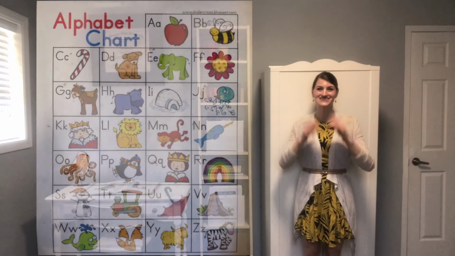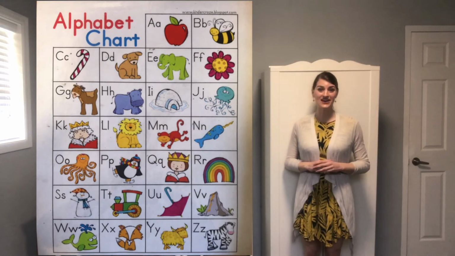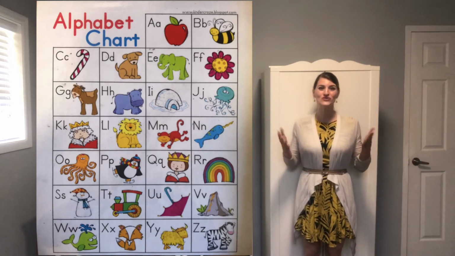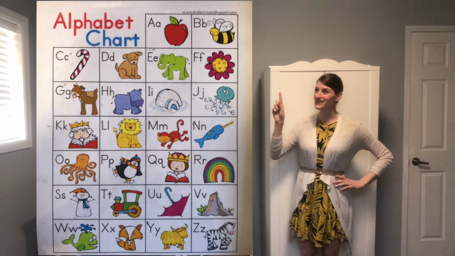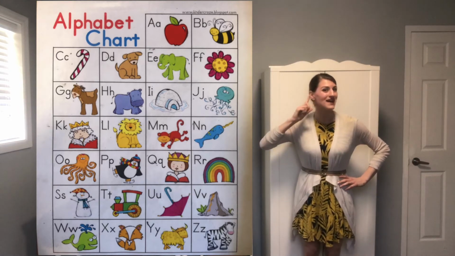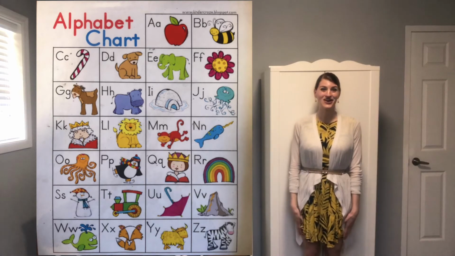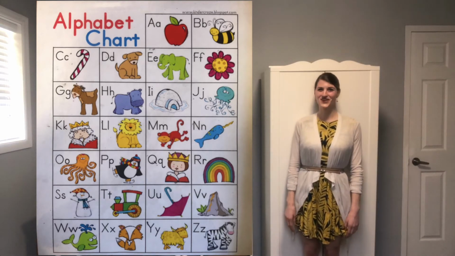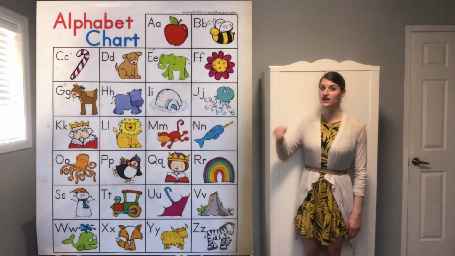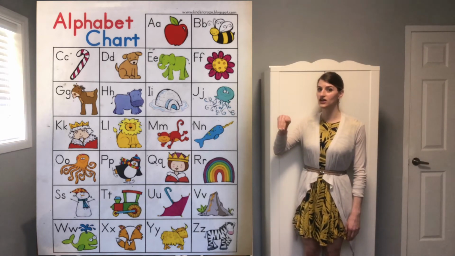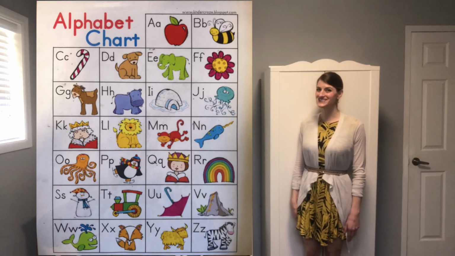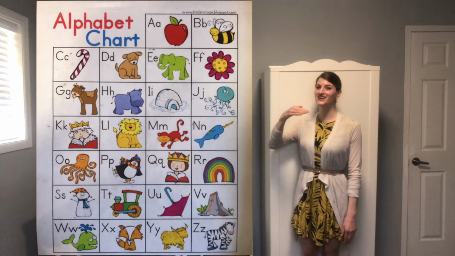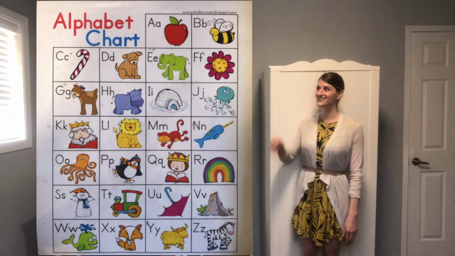It's time to go over letter sounds. I will say each letter sound and do the motion. I want you to point to the correct letter that makes that sound. Are you ready? The first letter is G, G, G. Point to the letter that sounds like G, G, G.